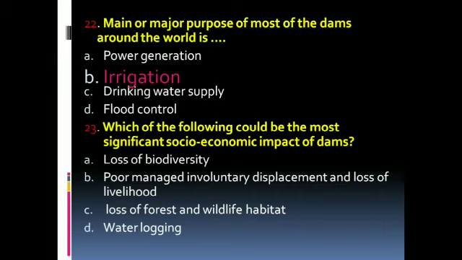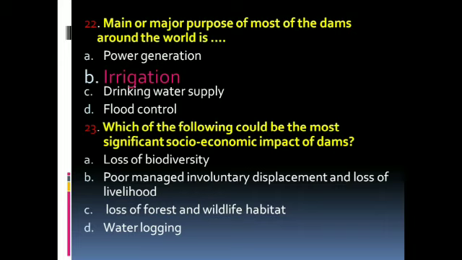Now, which of the following could be the most significant socio-economic impact of dams? Options are loss of biodiversity, poorly managed involuntary displacement and loss of livelihood, loss of forest and wildlife habitat, waterlogging. So out of these, which one is the most significant socio-economic impact? That means the humans are being affected.